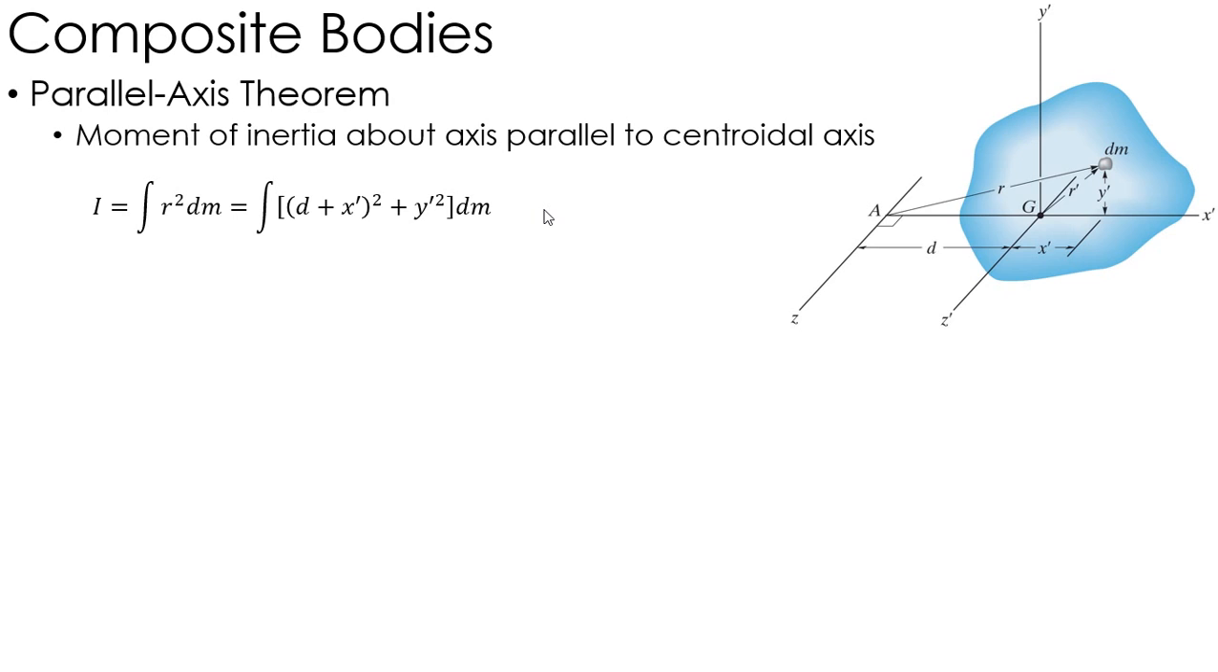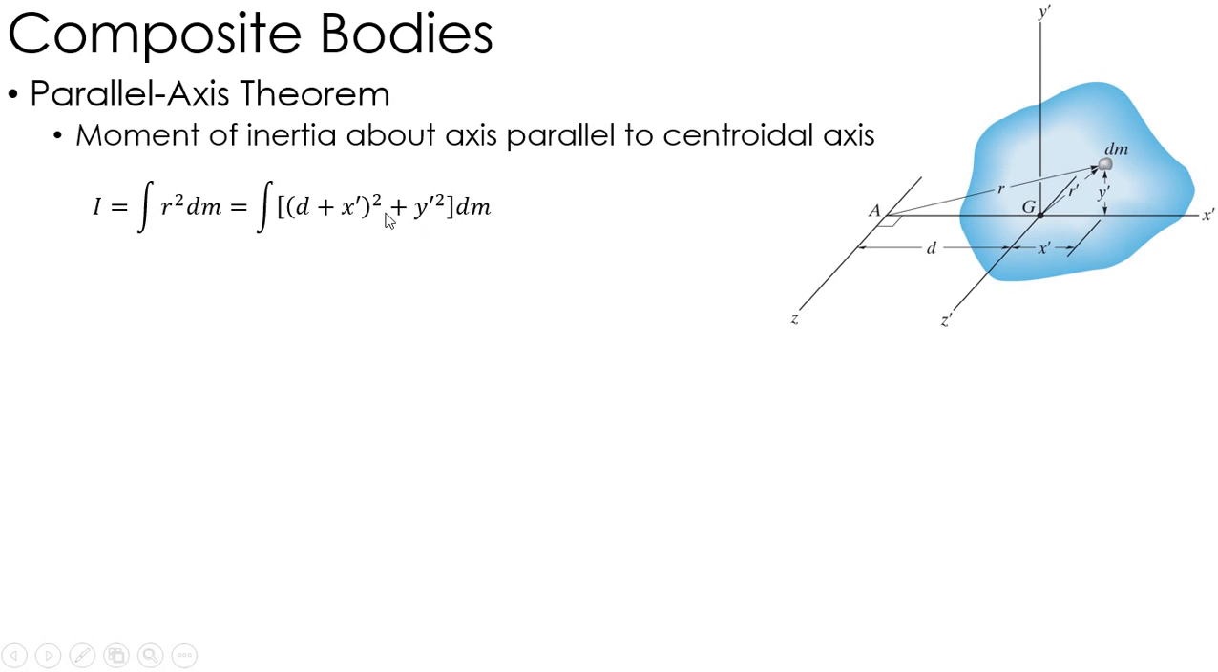Okay, so as before, we can do composite bodies. Like with area moment of inertia, I need to come up with a parallel axis theorem, which is the moment of inertia about some axis that's parallel to a centroidal axis. So I have a centroidal axis that I'm calling Z prime, and the axis that I'm actually interested in finding the mass moment of inertia about I'm calling Z. So I use my equation here. I'm looking at a differential element dm.